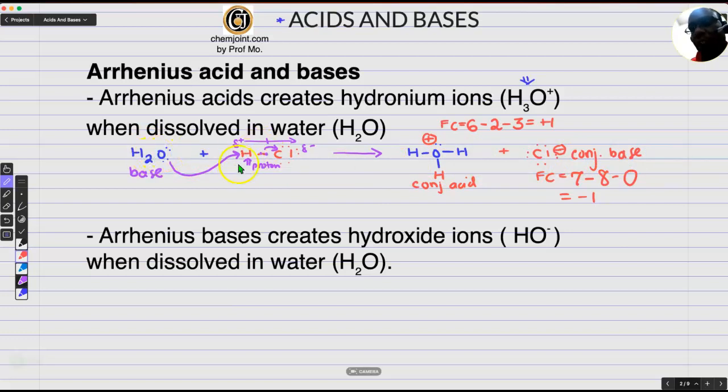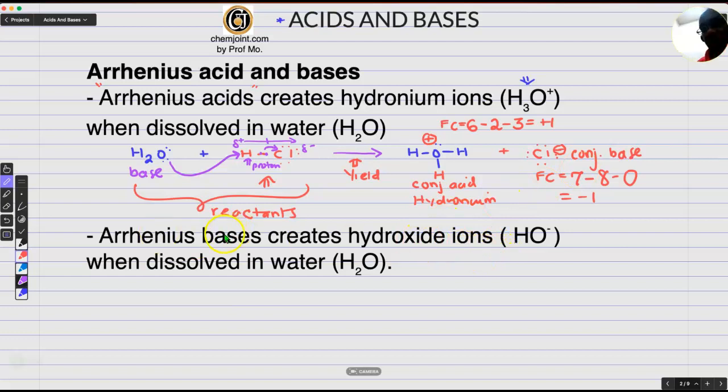So when HCl is dropped in water, it's shown to give us hydronium. And so we say that HCl is an Arrhenius acid because it gives H3O+ in the presence of water. This is a simple equation of reaction. These on the left are the reactants, and these on the right side are the products. So the reactants yield products on the right side.